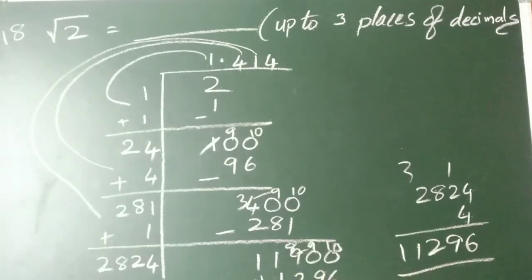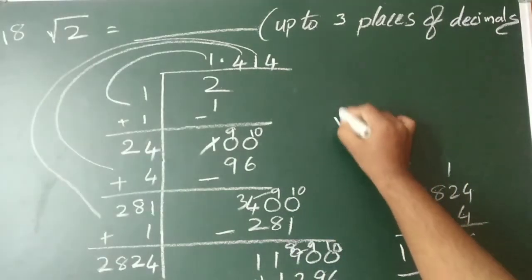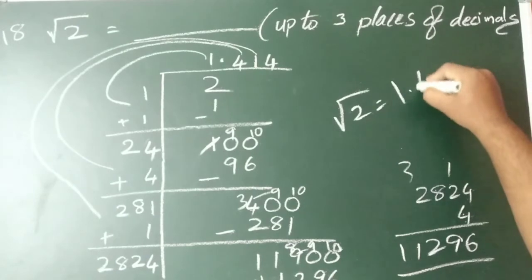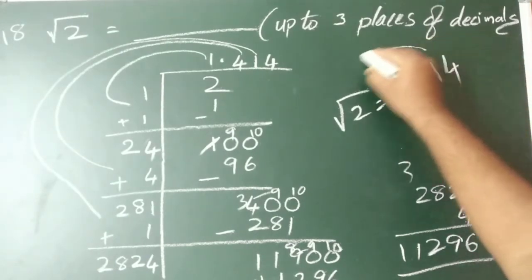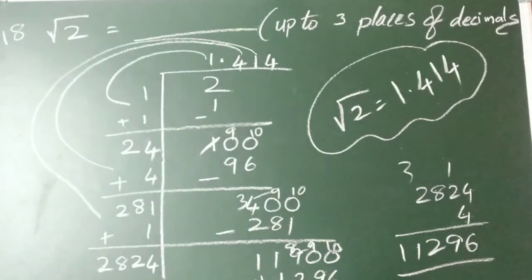So we need up to the 3 digits. So root 2 equals 1.414 is the answer.